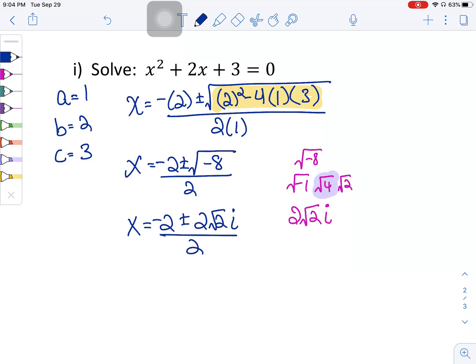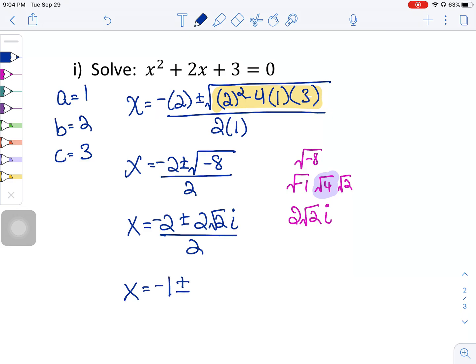There's a lot of 2's in this answer. So I want to see if I can cancel some of these out or divide them out. I can definitely take -2 and divide by 2, and I can take 2 root 2 divided by 2. So that's what I'm going to do to finish this one out. So -2 divided by 2 is -1, plus or minus.